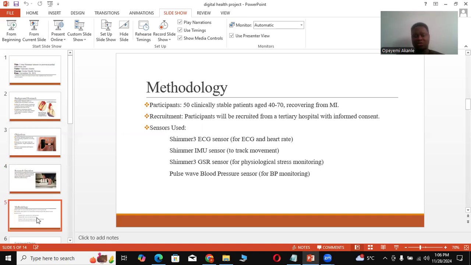So the sensors that we're going to be using, we're going to use the Shimmer 3 ECG for the ECG and the heart rate. Then we're going to use the Shimmer IMU sensor to track their movement and physical activities. Then we're going to use the Shimmer 3 GSR sensor to monitor the physiological stress outcome. Then we're going to use the pulse wave blood pressure sensor monitor to monitor their BP.